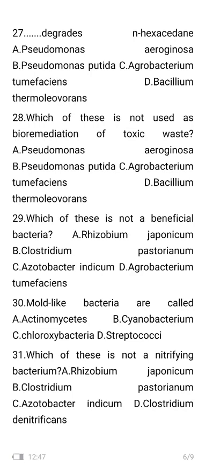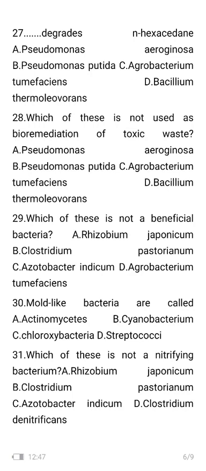I said it because I don't know if I compiled questions on that aspect. Number 31 says, which of these is not a nitrifying bacteria? A. Rhizobium japonicum. B. Clostridium pastorianum. C. Azotobacter indicum. D. Clostridium denitrificans. As the name implies, denitrification. The answer is D.